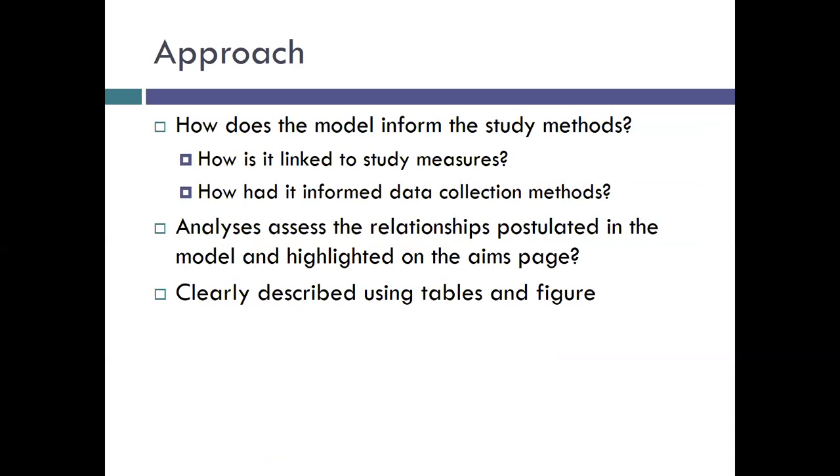Is it linked to the constructs you're measuring? Things like context, determinants, implementation, or client outcomes? And if so, how? Are you using mixed methods? And if so, how do these methods map to your D&I model? Do your analyses assess relationships postulated in your model and highlighted on your aims page? So for example, how does your model inform the relationships between contextual variables, D&I strategies, and outcomes?